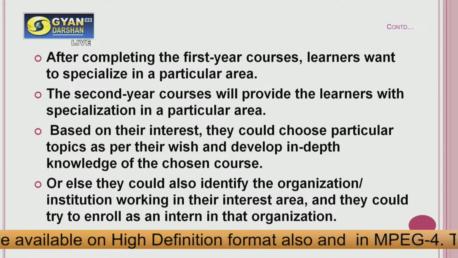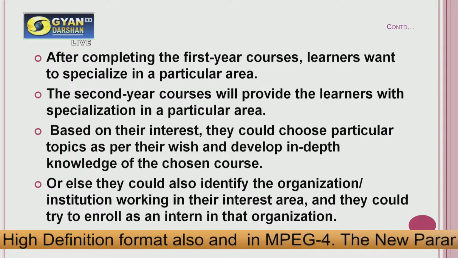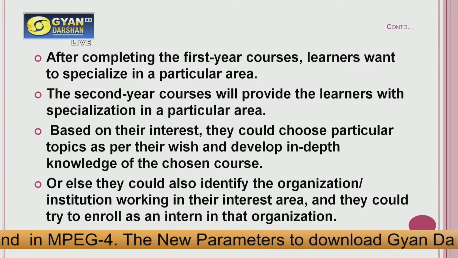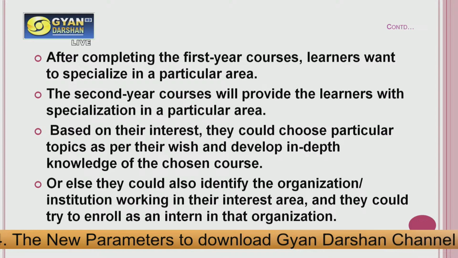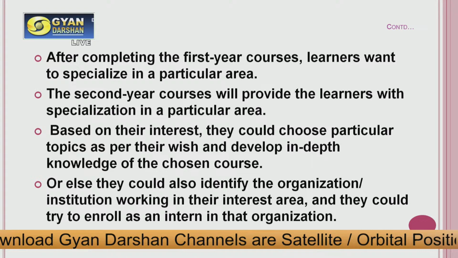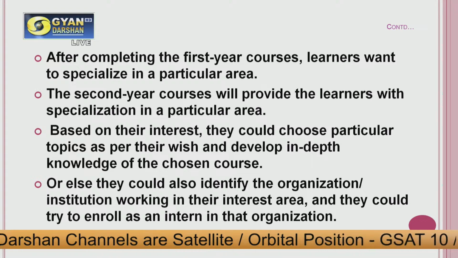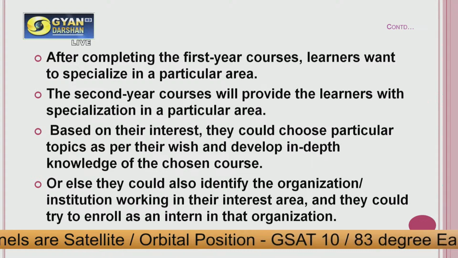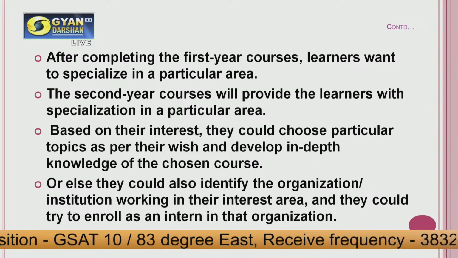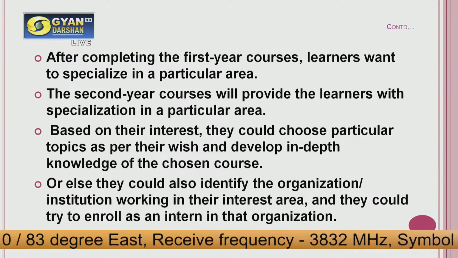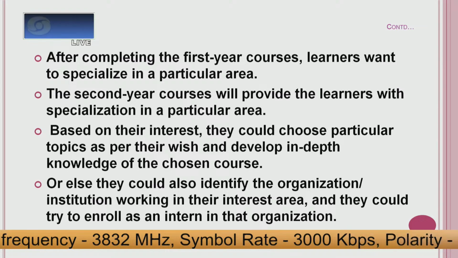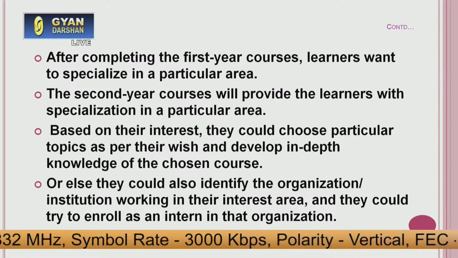After completing the first year courses, you are able to specialize in a particular area. As I have already mentioned, the second year courses will provide learners with a specialization in a particular area. So based on your interest, you can choose the course and specialize. For example, if you don't want to do a field-based research project and want to do the internship, then you can identify the organization or institution working in your interest area and try to enroll as an intern in that particular organization.